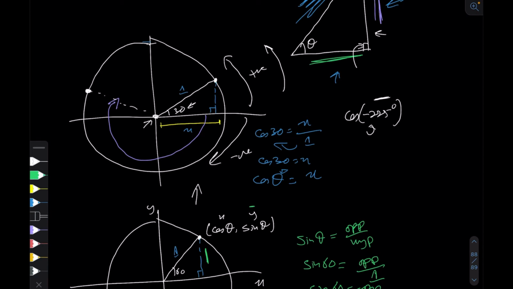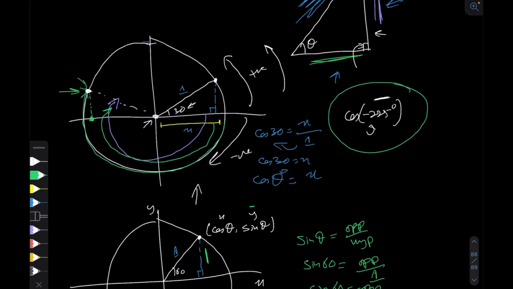And cos of this is actually the x value of the point that you end up at, right? So cos of negative 225 is the x value of this point. You were walking around the circle and you turned around negative 225, and the x component of this point would be cos of negative 225, right?